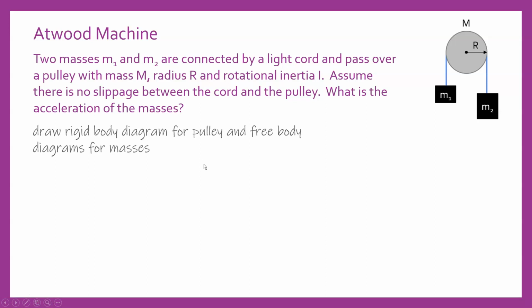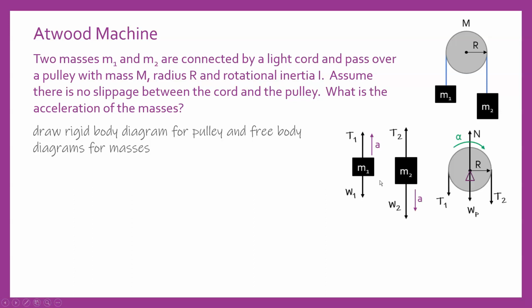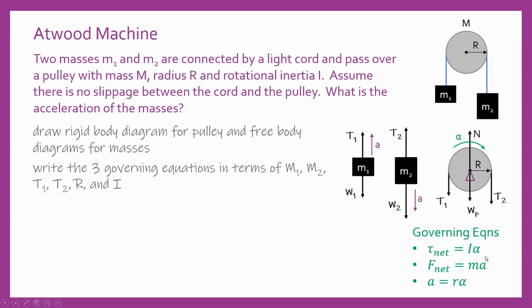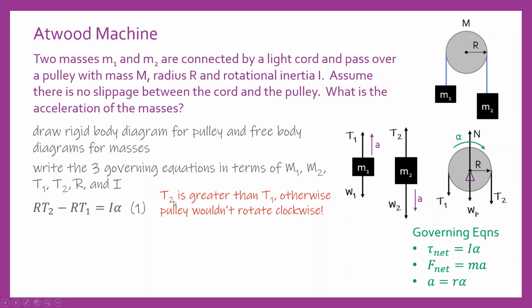So we want to draw a rigid body diagram for the pulley and free body diagrams for the masses. So we go ahead and do that. Next, we want to take a look at the three governing equations, and we want to rewrite them in terms of our specific quantities. Notice that T2, the tension on the right-hand side of the pulley, has to be greater than the tension on the left-hand side. Otherwise, the pulley wouldn't rotate clockwise.